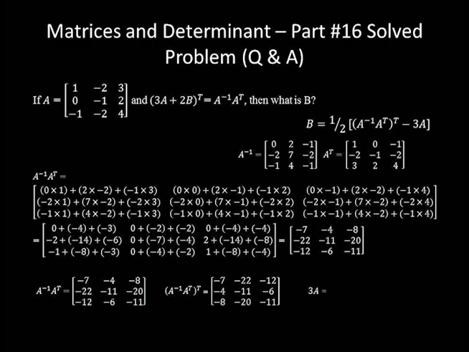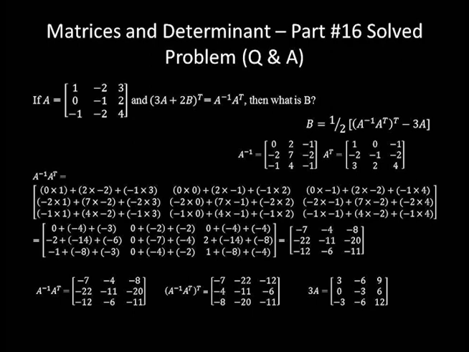3A means multiply each element of matrix A by 3. 3 times 1 is 3. 3 times negative 2 is negative 6. 3 times 3 is 9. 3 times 0 is 0. 3 times negative 1 is negative 3. 3 times 2 is 6. 3 times negative 1 is negative 3. 3 times negative 2 is negative 6. 3 times 4 is 12.